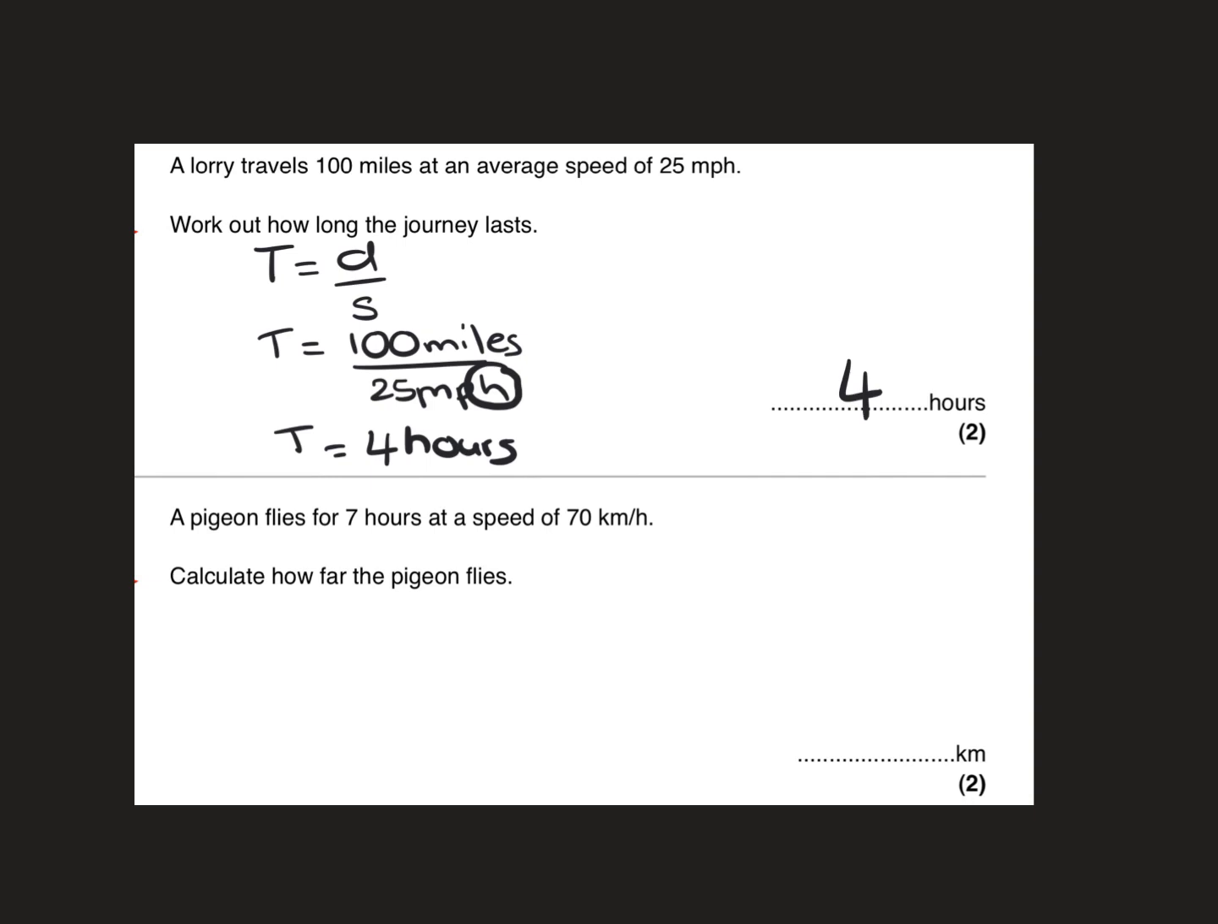So it's asking us here for calculate how far, so it's distance. Now, if you remember back to your triangle, distance was at the top and the other two, speed and time, are beside each other at the bottom. So that means we're going to be multiplying speed times by time. So distance is equal to speed, so it's 70 kilometres per hour times by 7 hours.